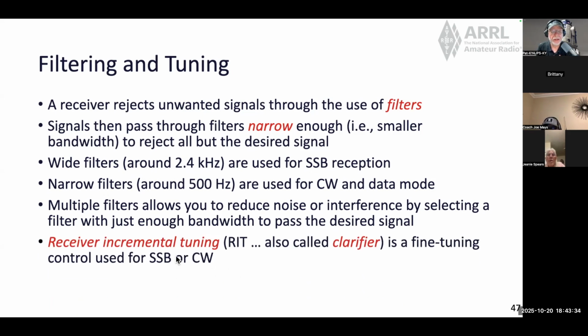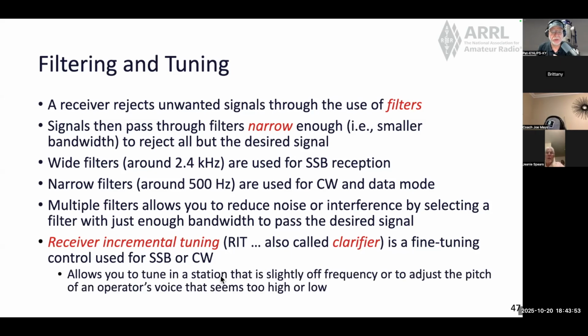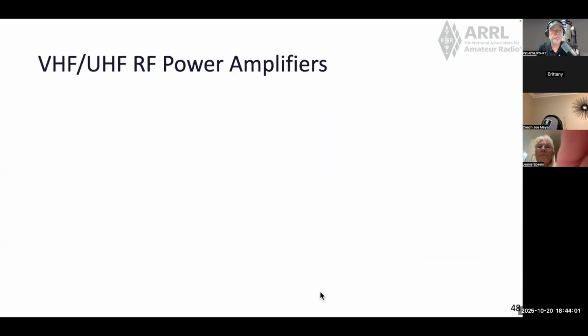All right, RIT, receiver incremental tuning, also called a clarifier, is a fine-tuning control used for single sideband or CW. So you can fine-tune by tenths of a hertz to pull in a signal. It allows you to tune in a station that's slightly off frequency or to adjust the pitch of an operator's voice that seems too high or too low.